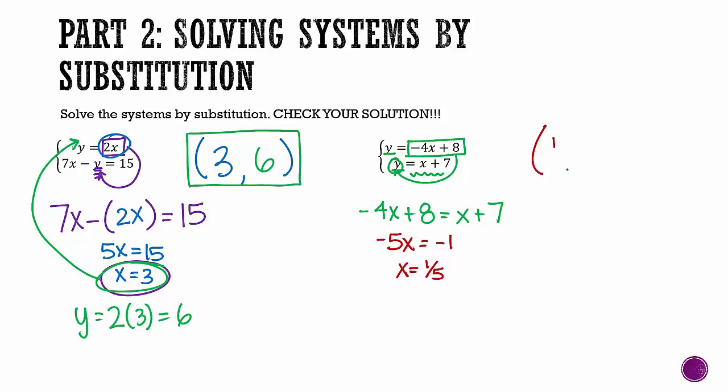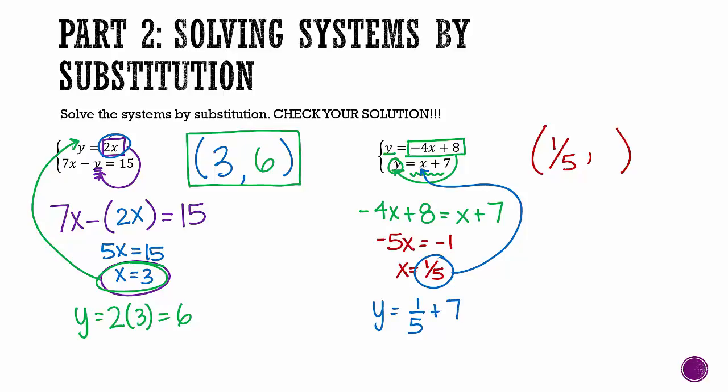Don't stop here, because remember, you need two parts. You need an x and a y value. So just like every time before, we're going to substitute this in for one of the x's. And it doesn't matter which one you do. I'm going to pick this one right here, because this looks a little easier to me. y equals my x, which is 1/5, plus 7. Don't go breaking out your calculators. Everybody knows how to add these. Remember, you got to turn 7 into something divided by 5.